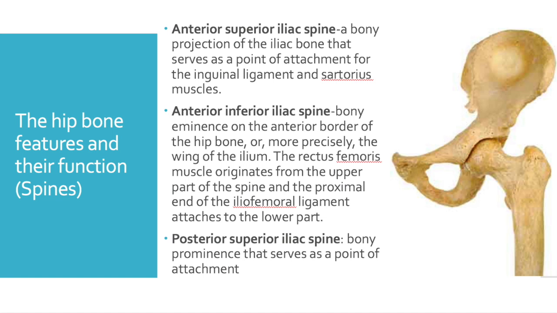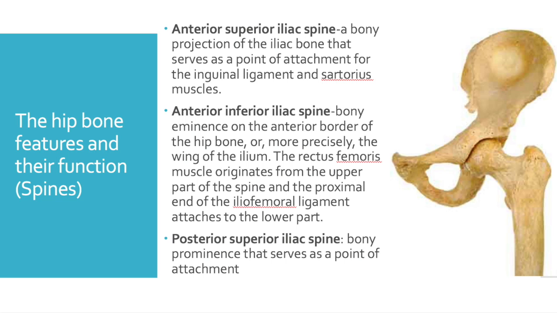The features of the hip bones include multiple spines. These are the anterior superior iliac spine, the anterior inferior iliac spine, and the posterior superior iliac spine. The anterior superior iliac spine is a bony projection of the iliac bone that serves as a point of attachment for the inguinal ligament and the sartorius muscles.